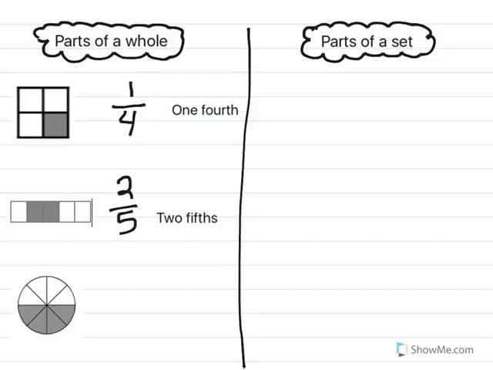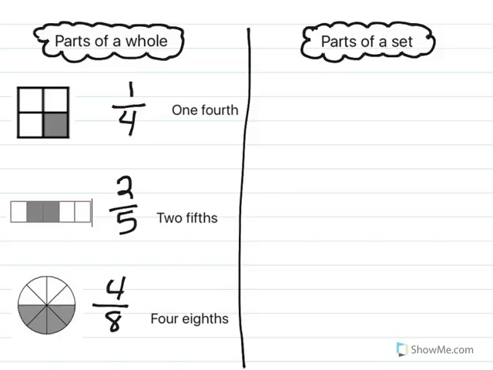This next shape we have here has 8 equal parts and 4 of them are shaded. So our fraction here is 4 out of 8, or 4/8. So now we have all of our parts of a whole examples. So now we're going to move on to parts of a set.